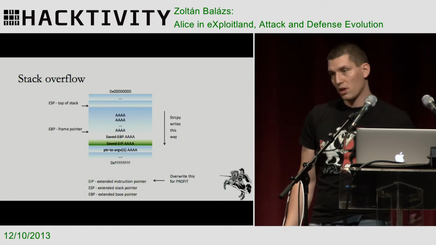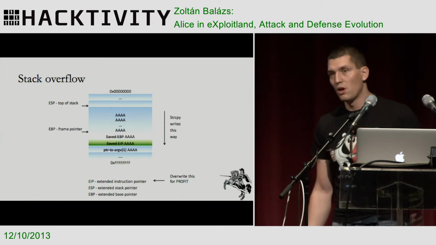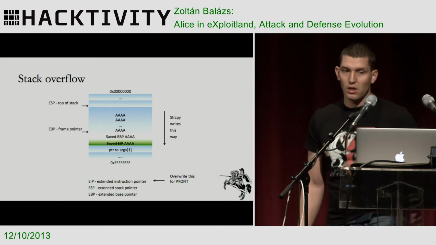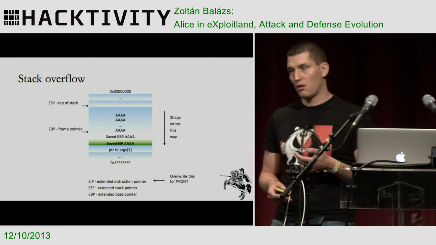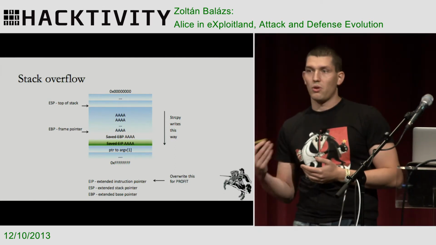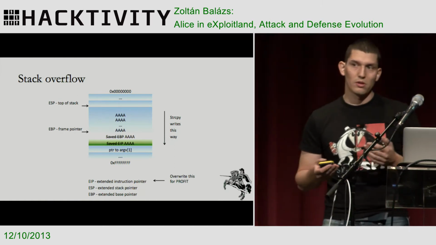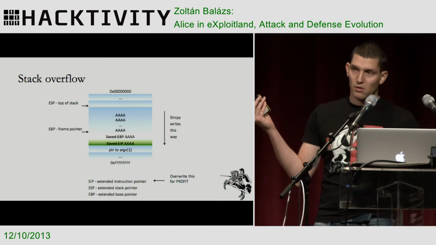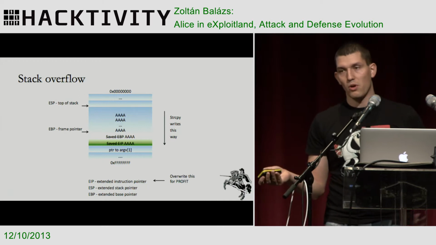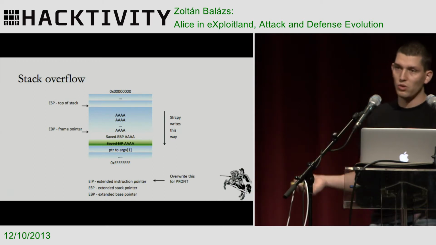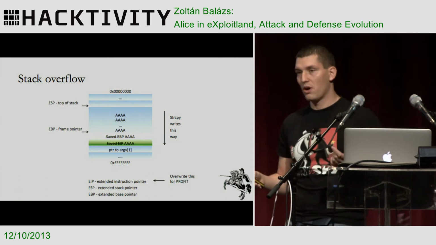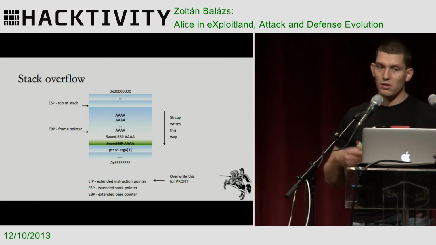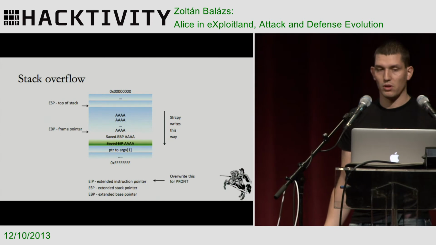Again, if we put more data, we can overwrite more, but we don't care about this one. This is the most important stuff. And when we put a memory pointer here, which points to a memory area in our memory where there is some magic code, then the execution flow of the program will point here, and this magic code will be executed.